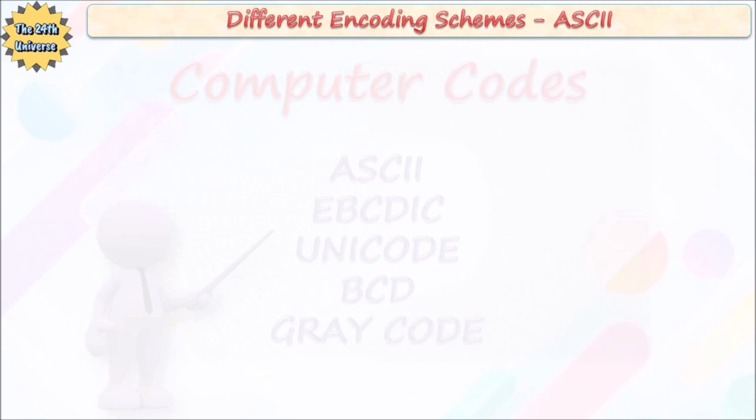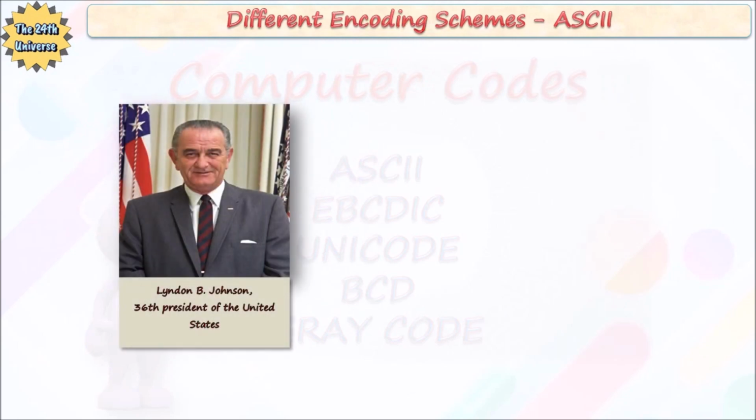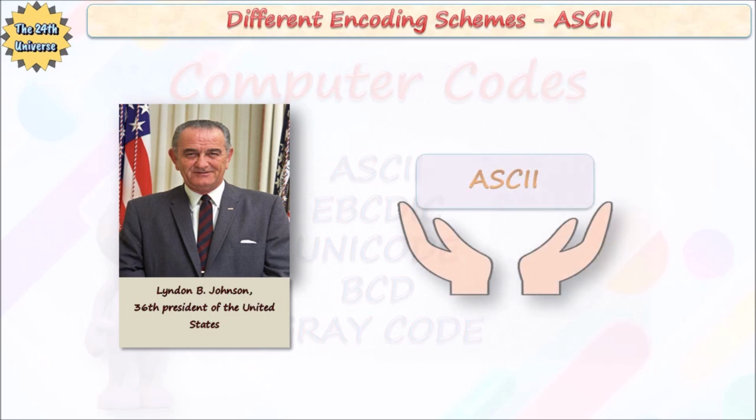On March 11, 1968, US President Lyndon B. Johnson mandated that all computers purchased by the United States federal government support ASCII, thus solidifying ASCII's place in the American IT industry.